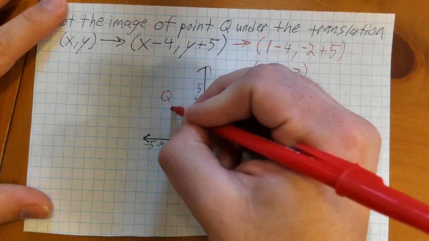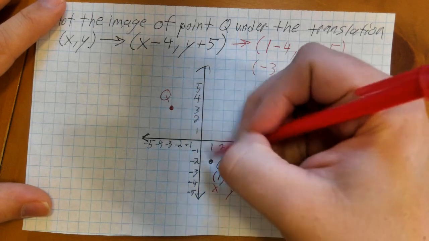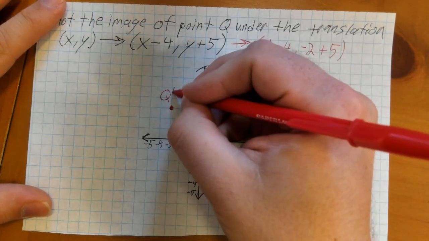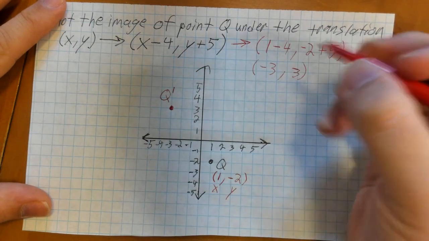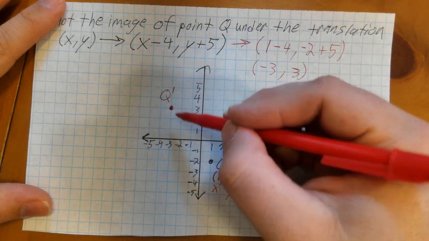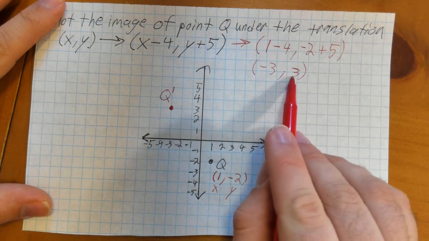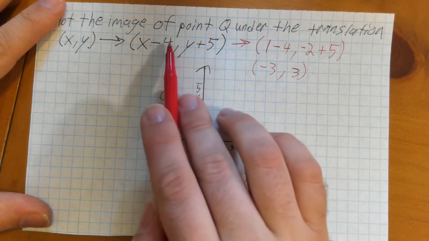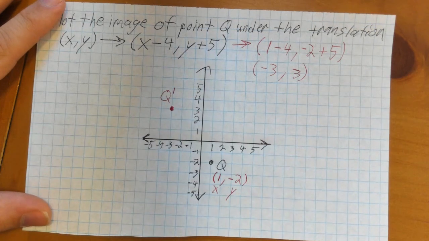And remember, when we draw this new point, instead of having 2 different Q's, that could be confusing, we put this apostrophe by the Q, right? And we call that Q prime. So Q prime is here, -3, 3. We got that by doing the subtraction and addition that they say here with our x and y values.